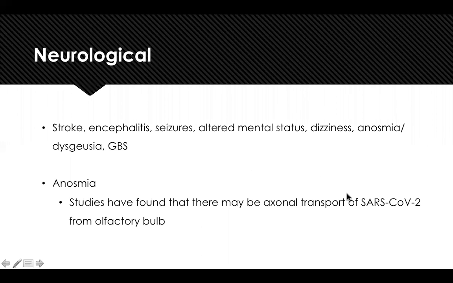Dizziness, headache, and vertigo are also neurological symptoms, but they're not really very severe. Anosmia, dysgeusia, and something known as GBS have been described as well. GBS is associated with a lot of viral infections, also with a lot of bacterial infections. It has an association with Campylobacter, with Mycoplasma, and it's even associated with things like varicella zoster. It's basically called Guillain-Barré.